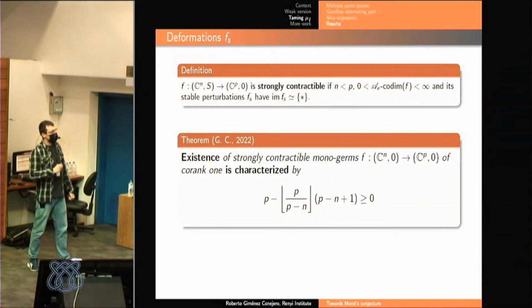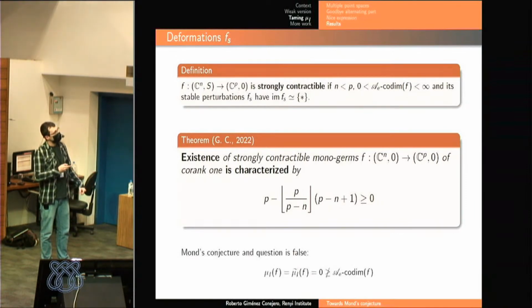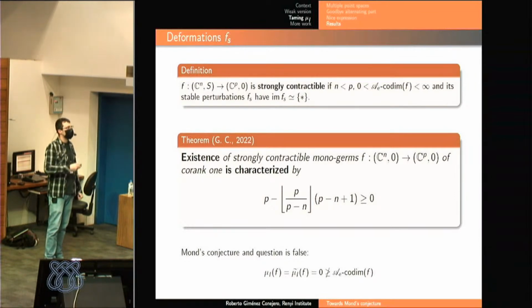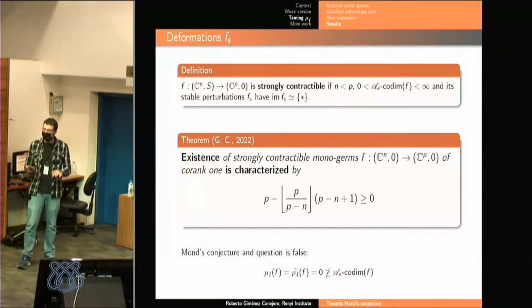Okay, so with the previous techniques, we can say when this happens for the case of monogerms. So for germs from C^n to C^p, if this holds, you can find strongly contractible germs, so germs such that the generic fiber is contractible and are unstable. If this doesn't hold, you cannot. And these strongly contractible instabilities show that, okay, we know already that Mond's conjecture is false, but this also shows that his question is also false. So whatever weight you take, because this is contractible, you are going to get still 0. So Mond's conjecture is very false in general, not only false.